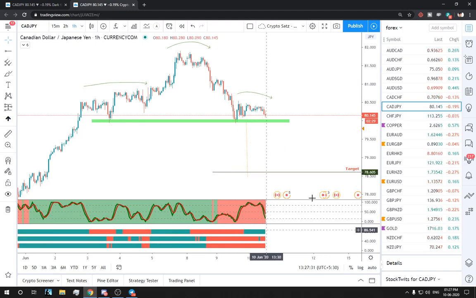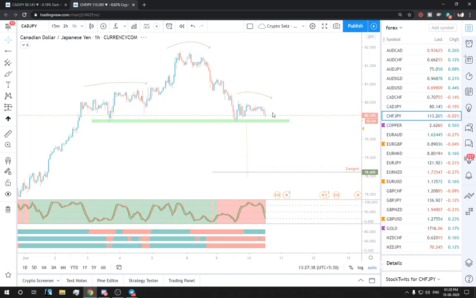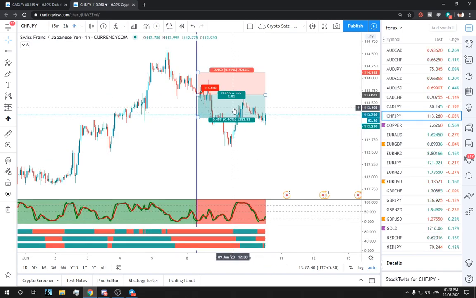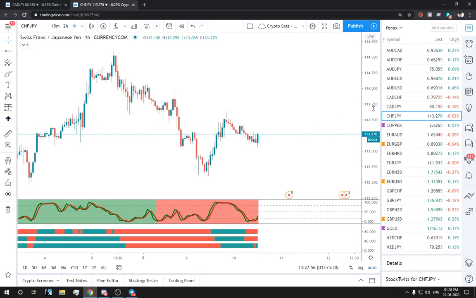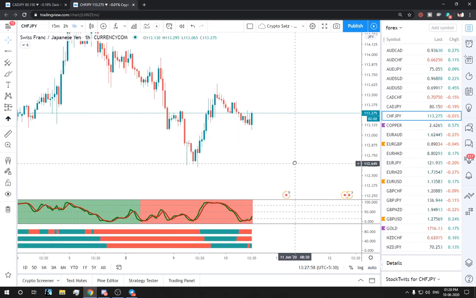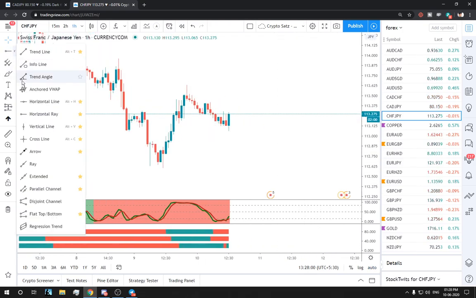Okay, so we are waiting for a short signal on CAD JPY. If you get a short signal, guys, you can take this shot. Let's move on to the next one, CHF JPY. So on 8th June, we shorted over here seeing this signal, and we marked our targets over here, which was hit. So this was a perfect target hit, and we got a short signal over here. Yeah, so guys, if you have missed it, you can take it now.